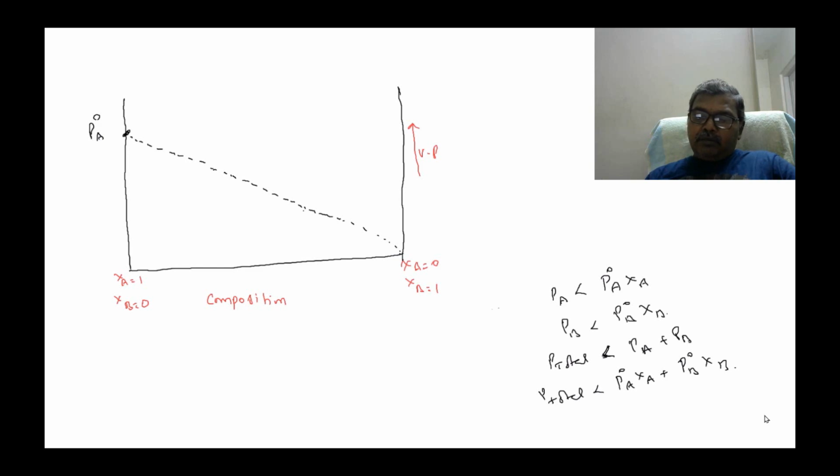Ideal behavior. The dotted line shows ideal behavior.